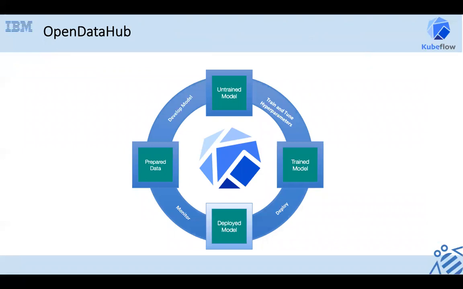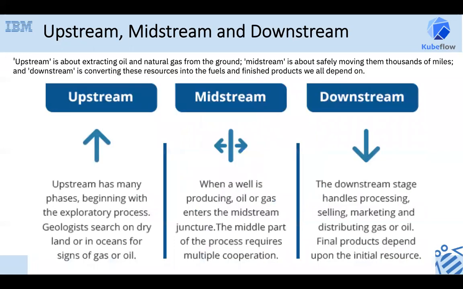Okay, so now we talked about Kubeflow. One of the other things which I do want to introduce to the community is something which our Red Hat colleagues have been building, which is called Open Data Hub. One of the terminologies which Red Hat uses is upstream, midstream, and downstream. Typically, this terminology comes from the oil and gas industry, where upstream is essentially the exploratory process, where you're actually trying to find oil on land or in oceans.